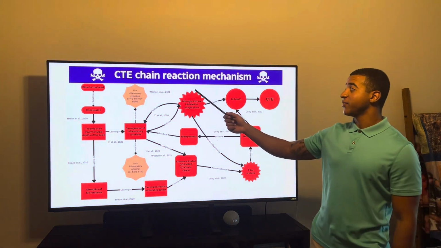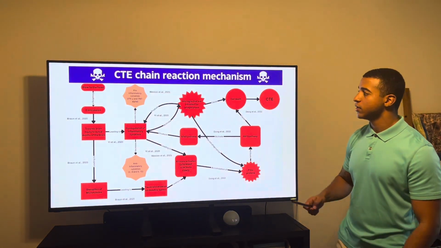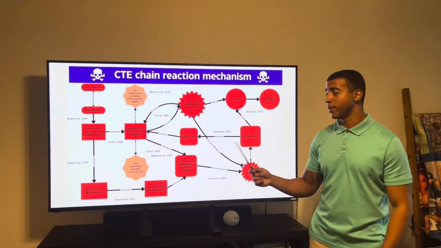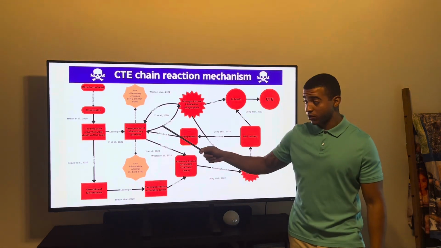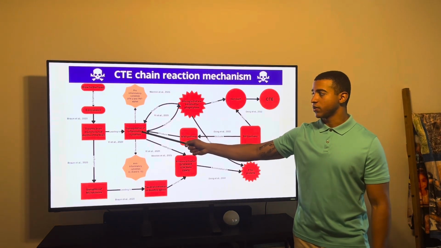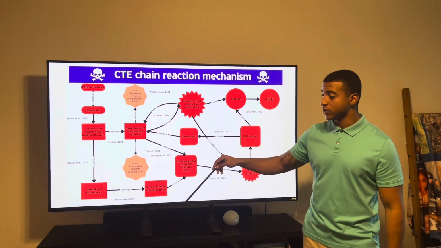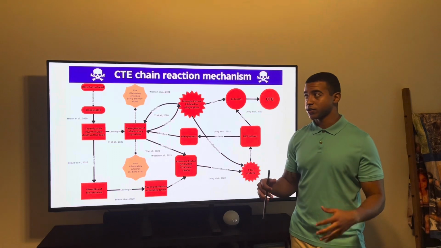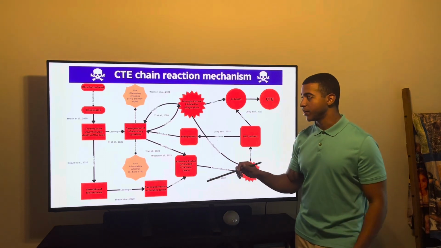Anyways, the CTE chain reaction mechanism is what I made from all of these different types of studies to figure out what's going on. So basically what happens is you get a blow to the head and then you get a concussion. The concussion will cause a traumatic brain injury to the subcortical depths of the brain, which is gonna go two different ways. They're happening at the same time, but it leads to dysregulation of inflammatory cytokines. This dysregulation is basically the increase of pro-inflammatory cytokines and the decrease of anti-inflammatory cytokines. Anti-inflammatory cytokines are for neuroprotection, whereas pro-inflammatory cytokines are more for not protecting your brain.